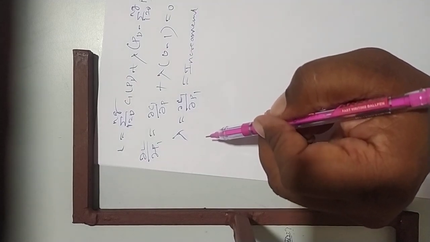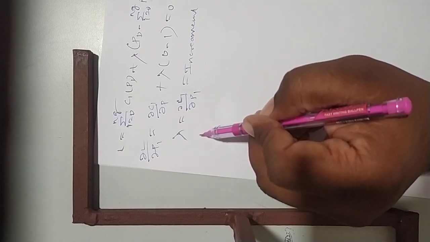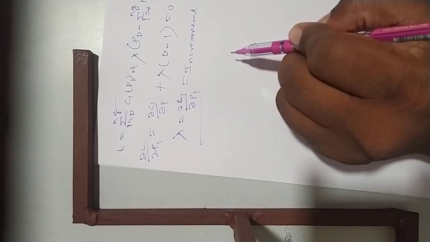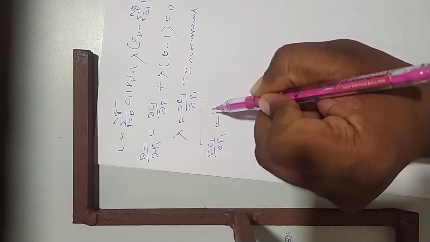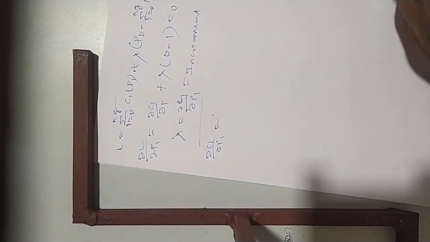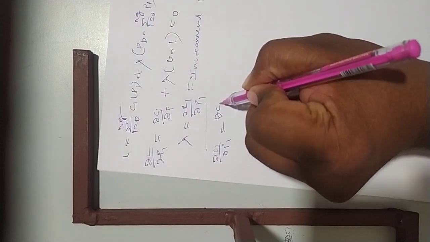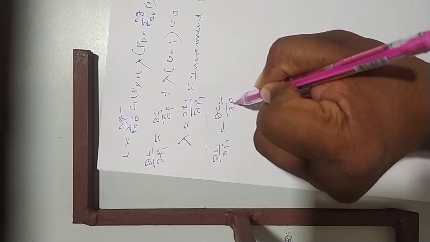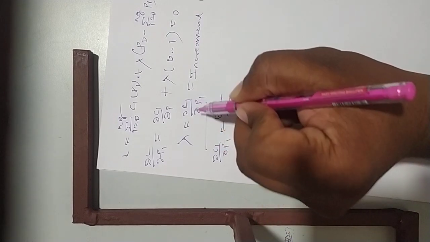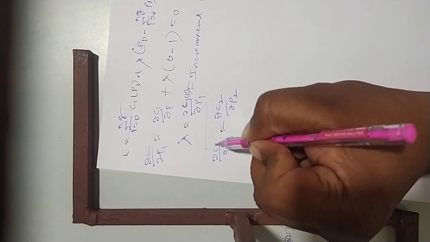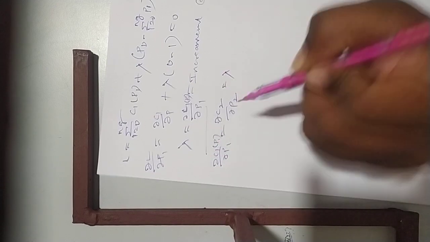So from this expression you can say that incremental cost must be equal to Lagrange's multiplier, and that is equal to dou C1 by dou P1, dou C2 by dou P2, and so on, that is equal to lambda.